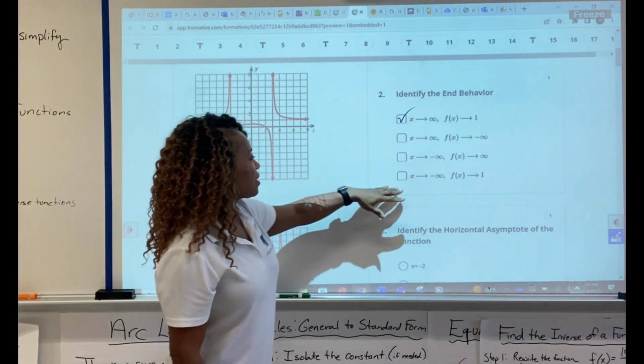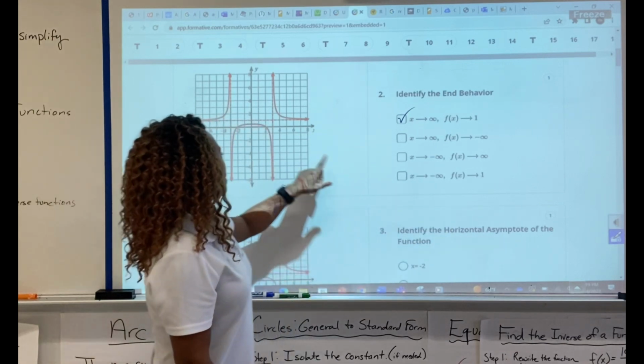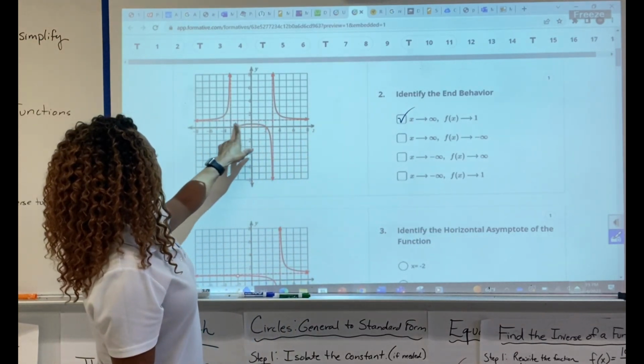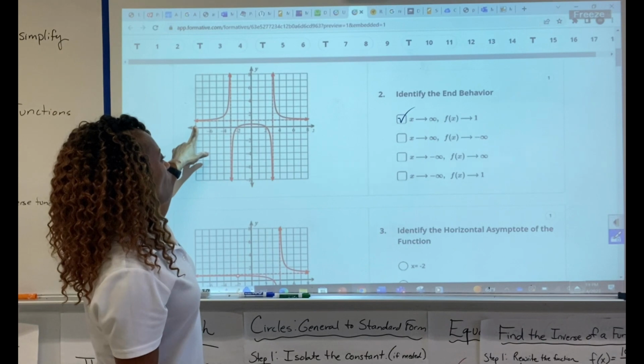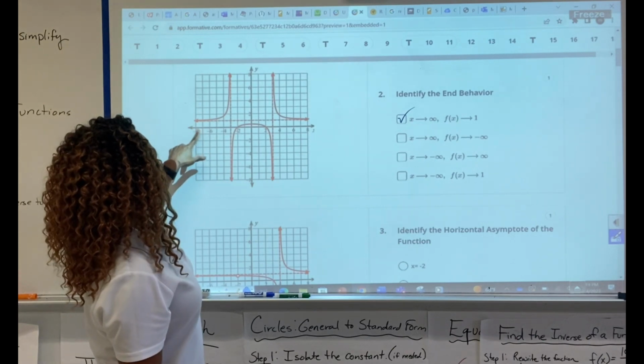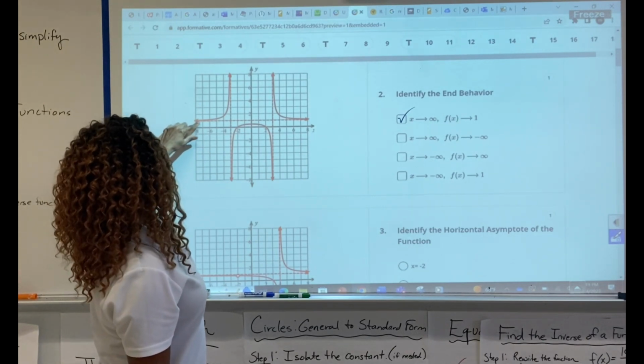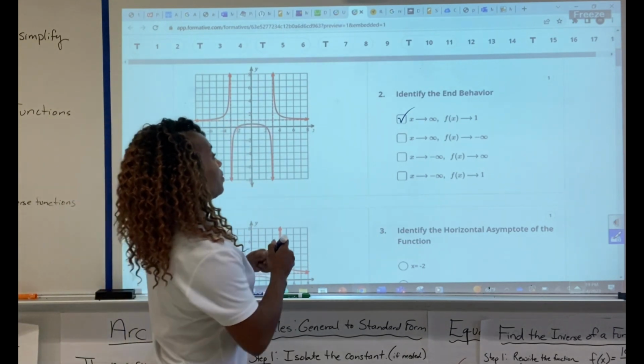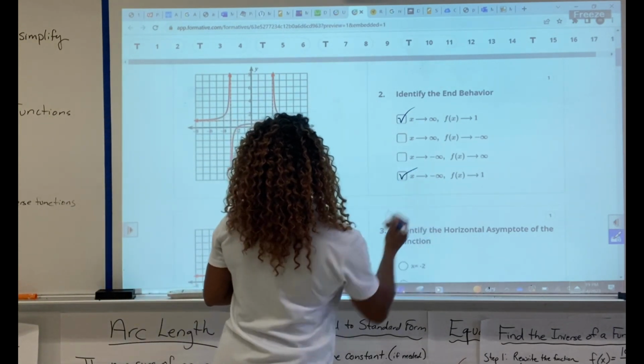And the last one, as x approaches negative infinity, so as it comes this way to the left, the y is going up to 1, and it actually is, because of this horizontal asymptote. So we got two answers actually on here that fit.